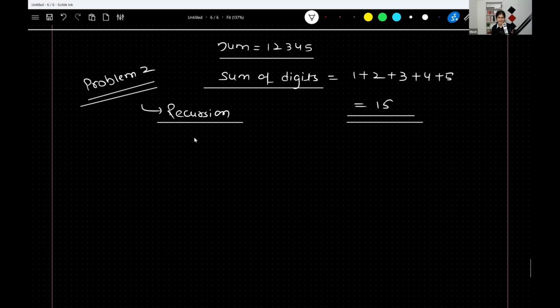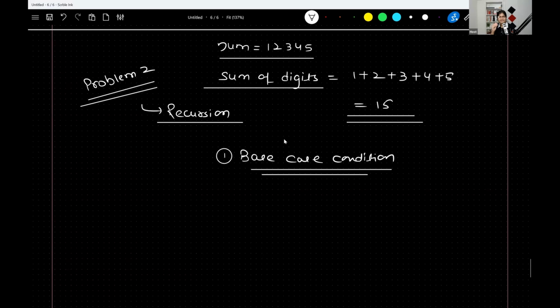So basically, let me first of all explain what he has said, and then let me give you that as a live code demonstration. So what we can do here is, when I'm saying recursion, first of all, think about the base case condition. What can be the possible base case condition we can have? Simple. For example, let's say I will pass a number as 9. In that case, what is the sum of digits, SOD? It is 9.